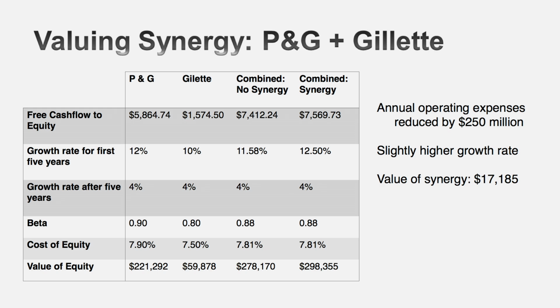So they talked about cutting costs by $250 million. I assumed it would happen right away. They talked about increasing growth. I assumed it would happen tomorrow. I revalued the company with the lower costs and the higher growth rate. I got a value $17 billion higher for the combined company. That's my value of synergy. So when people tell you that finance people think that synergy is worth nothing, that's not true.